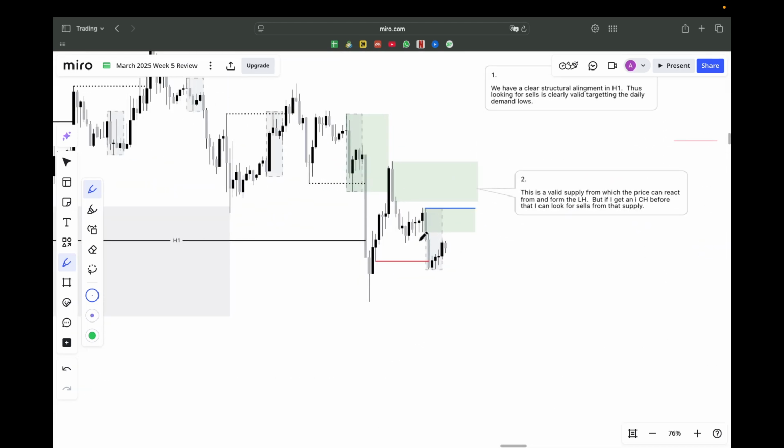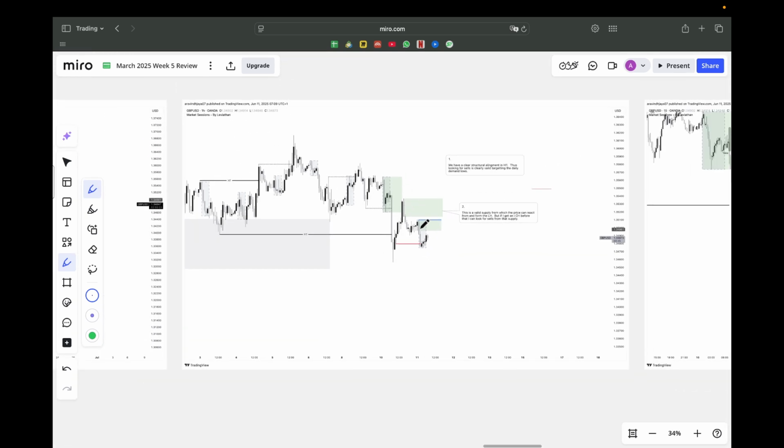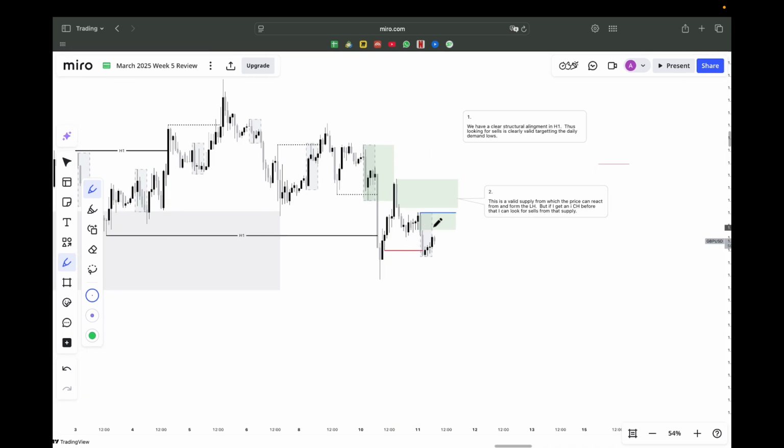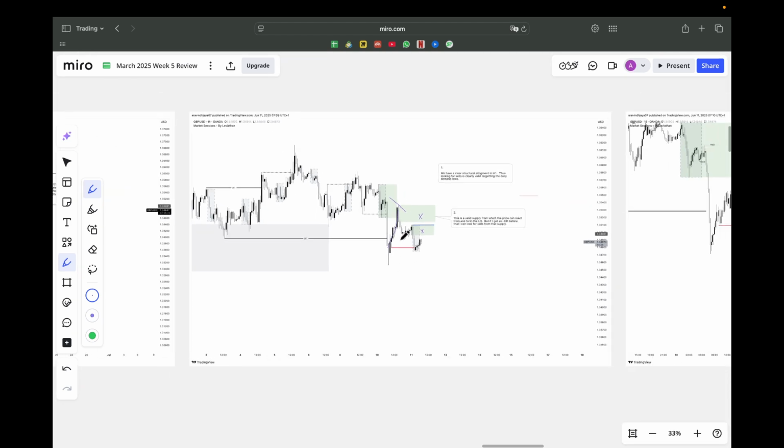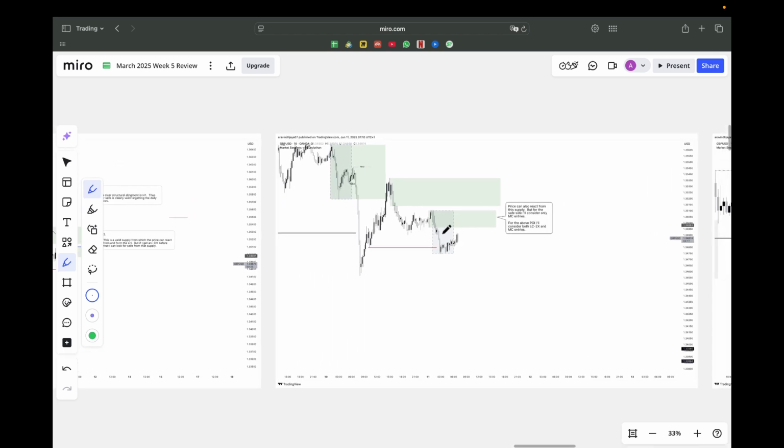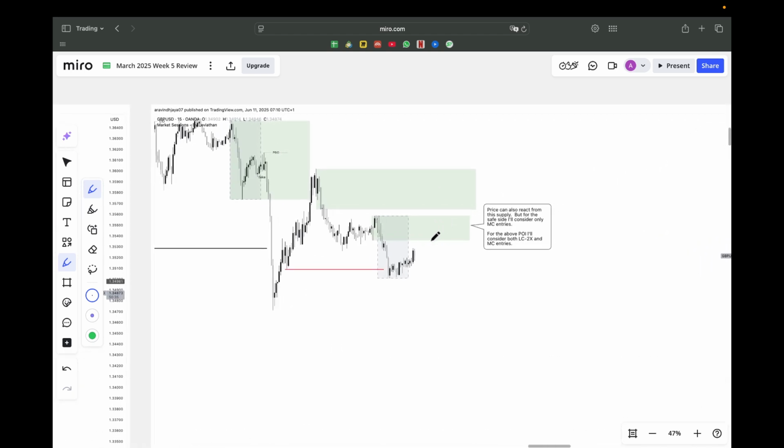So from the H1 perspective, the price actually chalk bearish, and this seems like a valid POI, but this can act as an inducement for the POI above, because this is the supply that is getting respected. So this can become a kind of inducement for the supply above. But this supply can also be respected, and this can also bring the price down. So just to not miss the trade, I'll be looking for LC2X or MC entries.